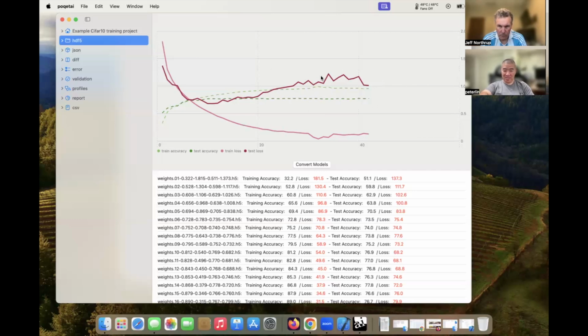Why did this crazy spiky thing happen after epoch 20? That's one of the limitations of accuracy and loss in terms of debugging, because it doesn't actually give you enough information to figure out why this is happening.